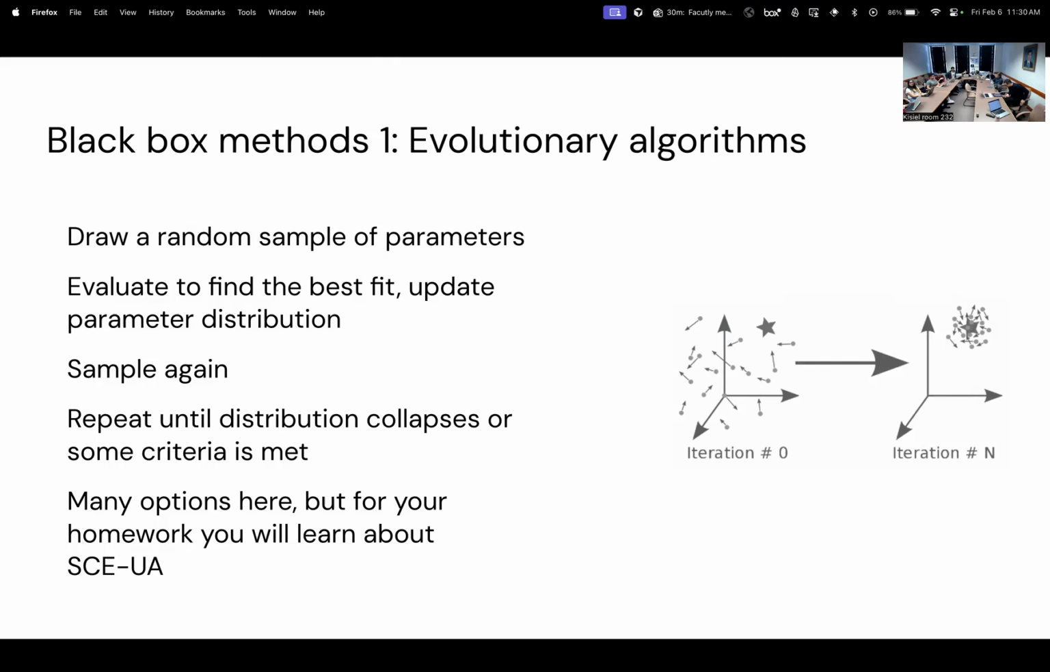So I'll have you learn more about that in your second homework. It's often referred to as SCUA because it was actually developed here at University of Arizona. Yeah, Ocean was. So it's kind of fun to learn about that, and practically speaking, it's probably the most commonly used optimization or calibration algorithm in hydrology. And it's called shuffled complex evolution.